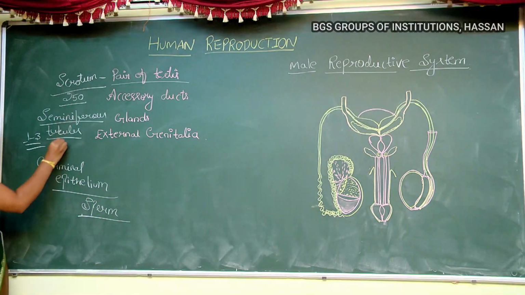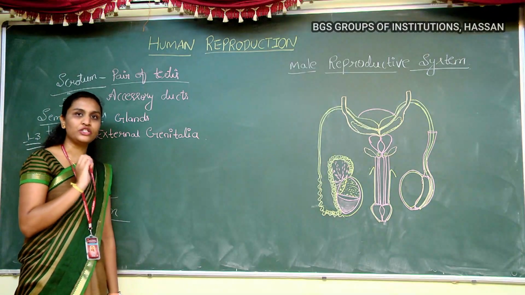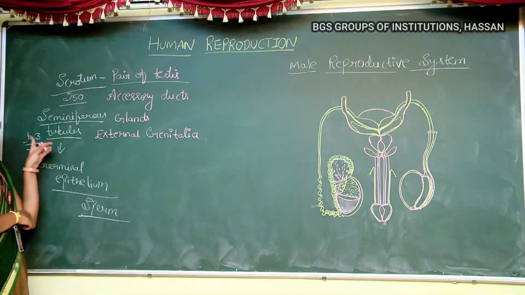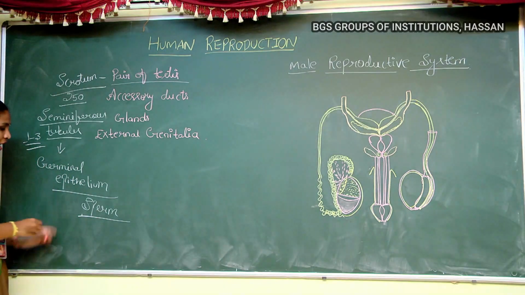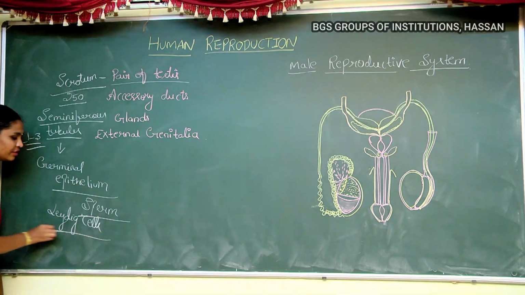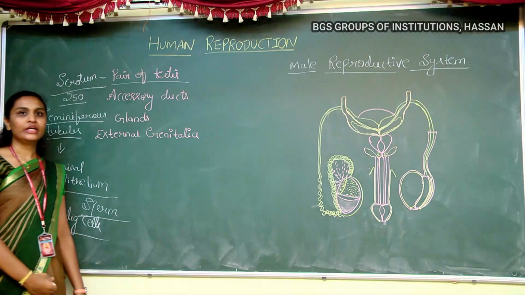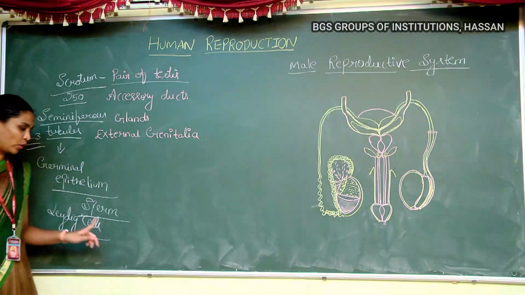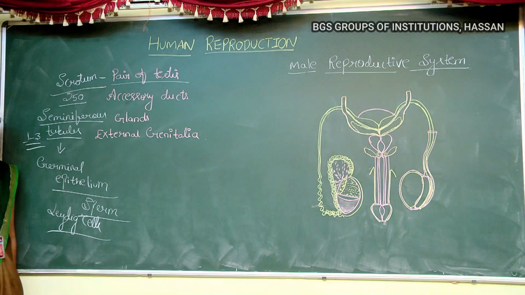Outside the seminiferous tubule, there is a space called interstitial space. It contains small blood vessels and interstitial cells. Interstitial cells are also called Leydig cells, and this Leydig cell secrete a male sex hormone called testosterone. That is the function of Leydig cell. It is going to secrete a male sex hormone called androgen. Example for androgen, that is testosterone.